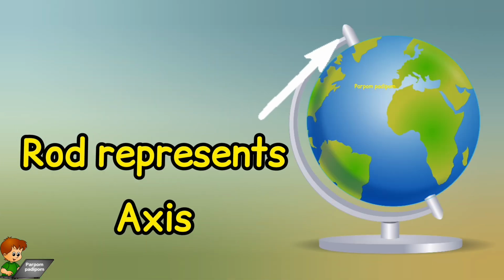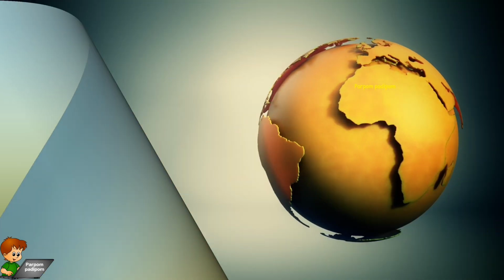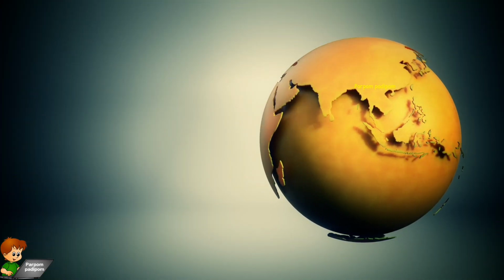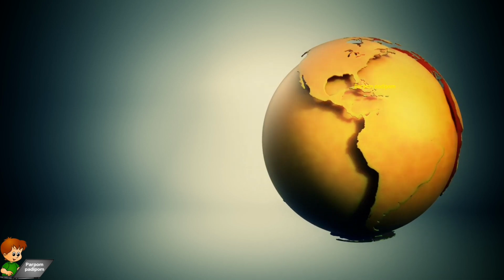The rod on the globe represents the Earth's axis. This is the imaginary line passing through the Earth's center, on which it spins. The axis of rotation of the globe is similar to that of the Earth.